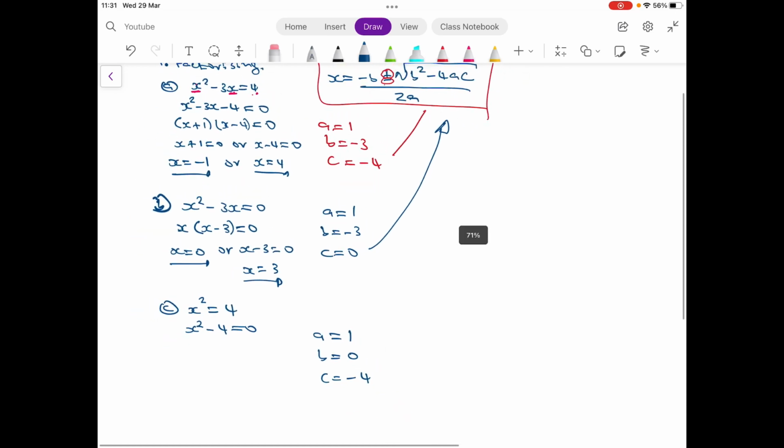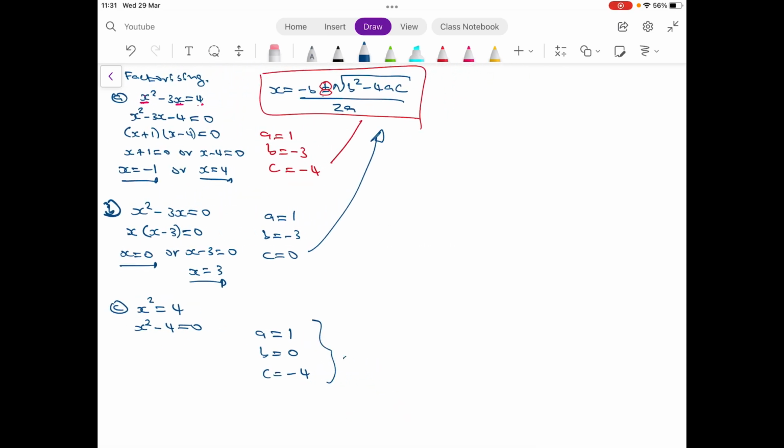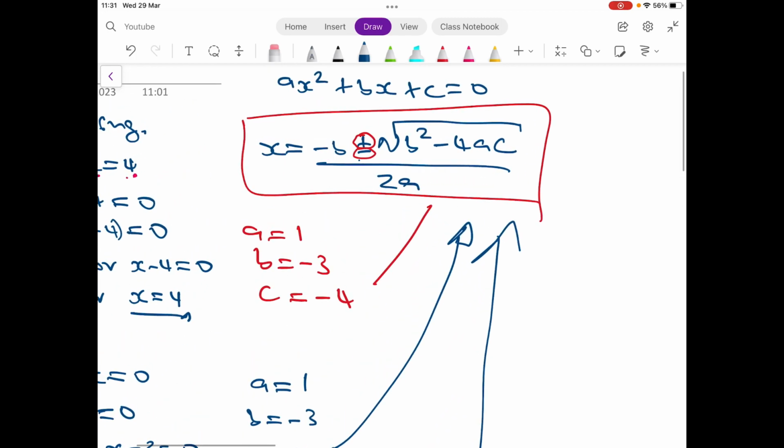So again, we're just going to take all this information, substitute it into the quadratic equation, and then we will get our factors. Our factors will be that x is actually equal to 2 or x equals to negative 2. You get the two answers by using a positive and a negative, like that.